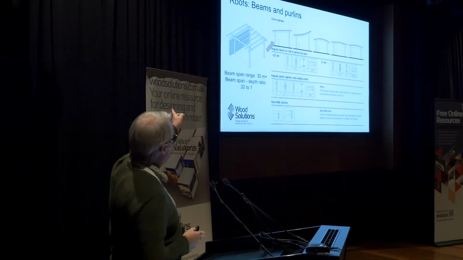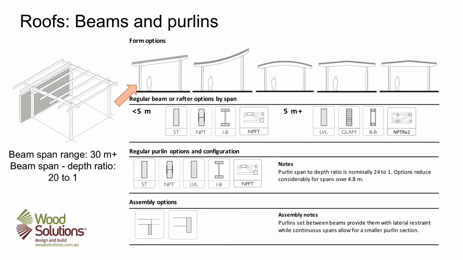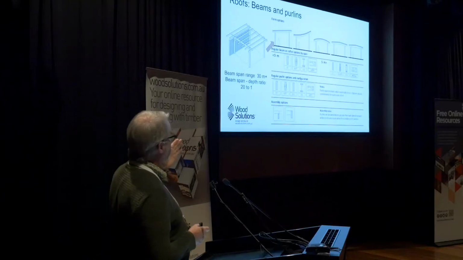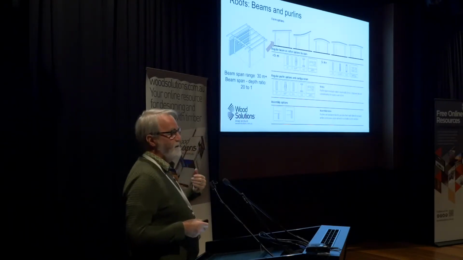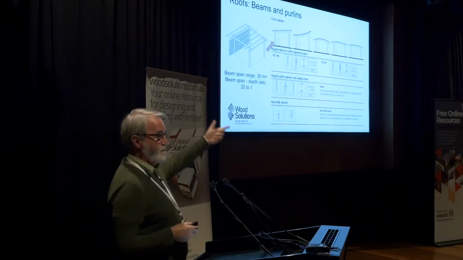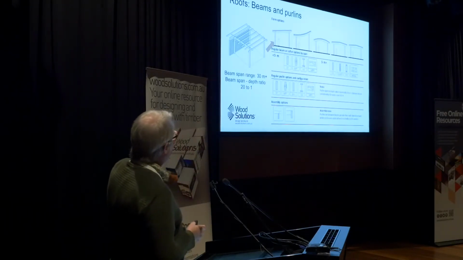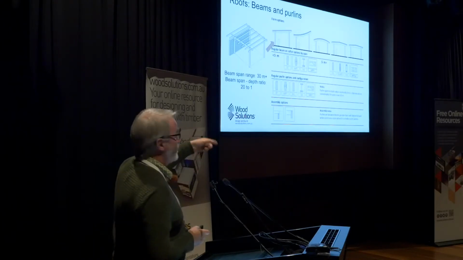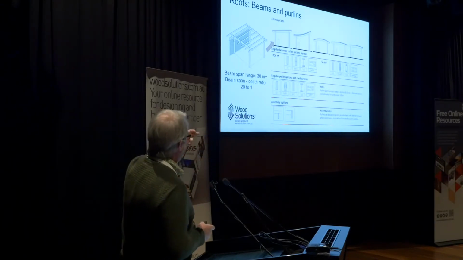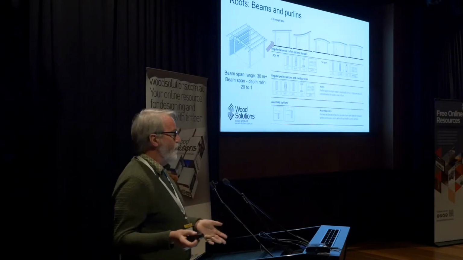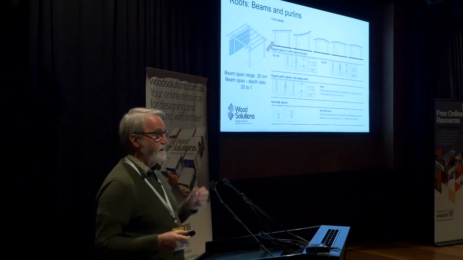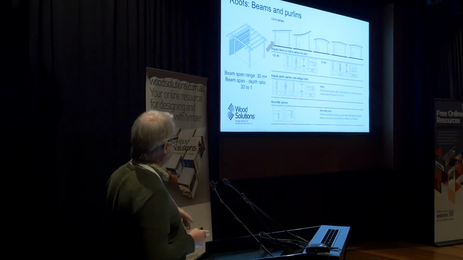Coming down from that, we've got the materials that are regular options that you could use depending on whether you're spanning greater or less than 5 metres. Obviously the ones that are greater than 5 metres can come back to less than 5 metres, but if you're going over 5 metres, they're the sorts of things you're going to need. And there's also the purlin options with some notes about span to depth ratios and nominal sizing. So once you get over about 4.8 metres, you start to get into some problems in what materials you can use.